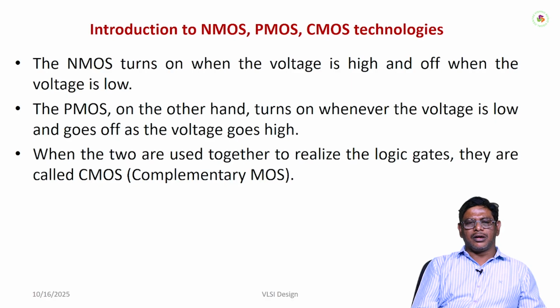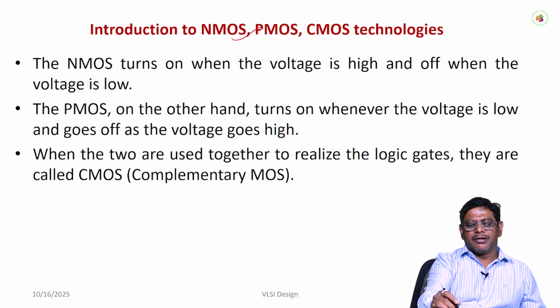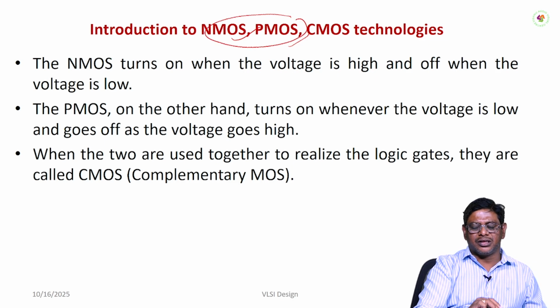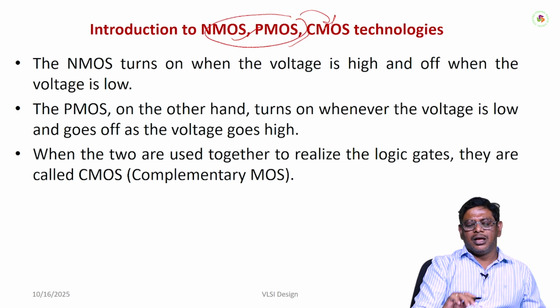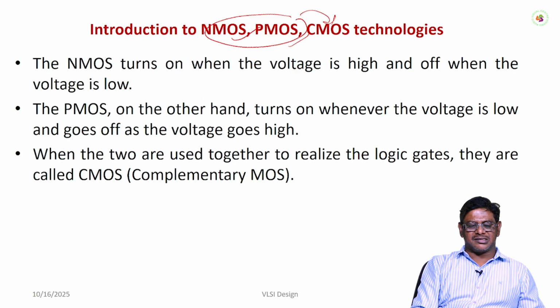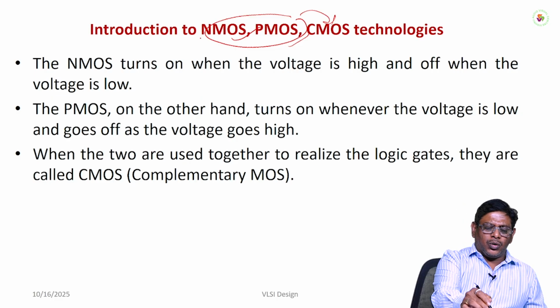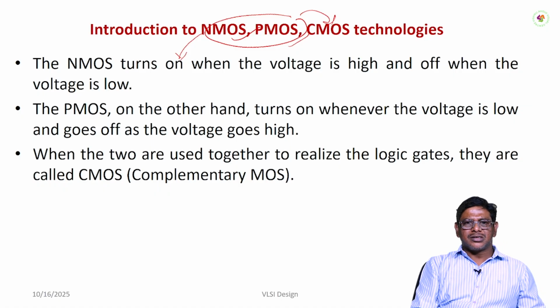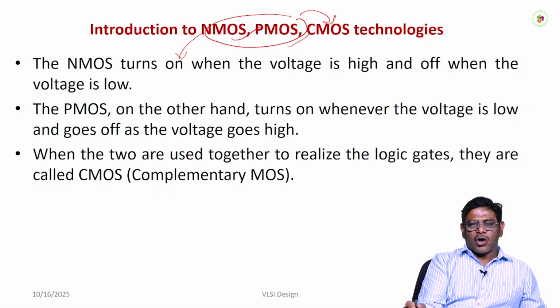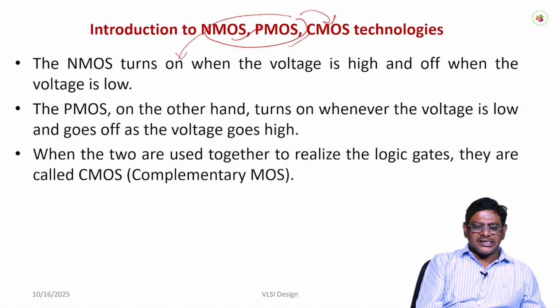Okay, coming to the course, we are going to study VLSI design, and the basic components required for VLSI design are NMOS transistors and PMOS transistors. A combination of NMOS and PMOS transistors together makes CMOS, complementary metal oxide semiconductor devices. And coming to NMOS operation, NMOS turns on when the voltage is high and turns off whenever the voltage is low.